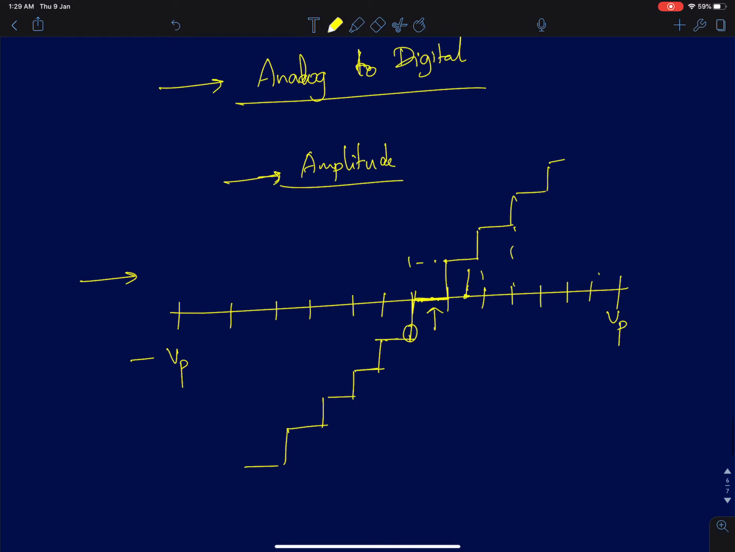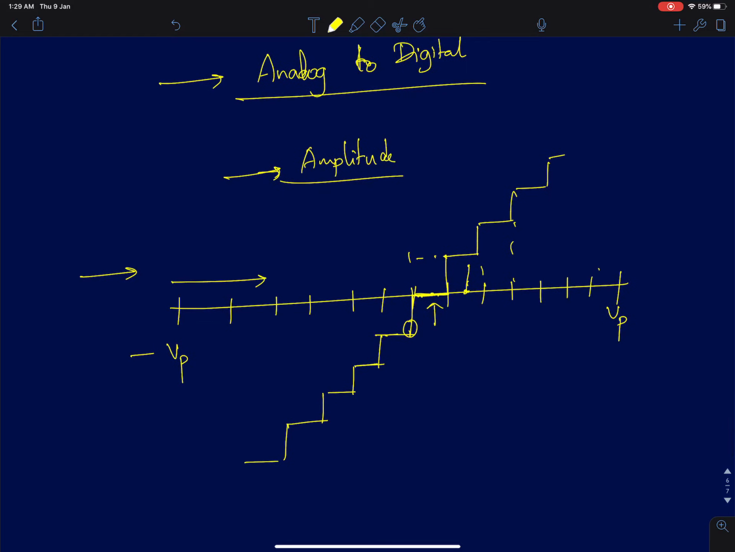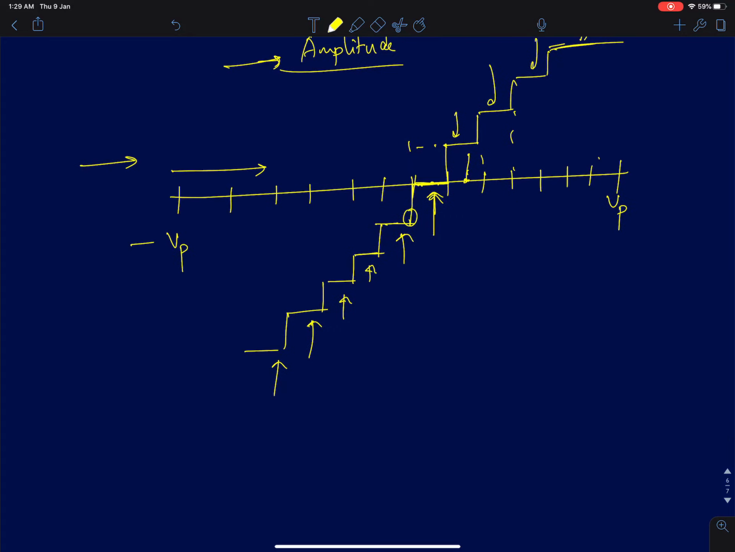Now if you look at it, the x-axis has infinite value variations. But on the y-axis, you can only have finite values. You can count them: 1, 2, 3, 4, 5, 6, 7, 8, and so on. You can count off the finite values. Again, this is an infinite to finite mapping. But the problem here is that quantization is an irreversible process, whereas sampling is a reversible process.